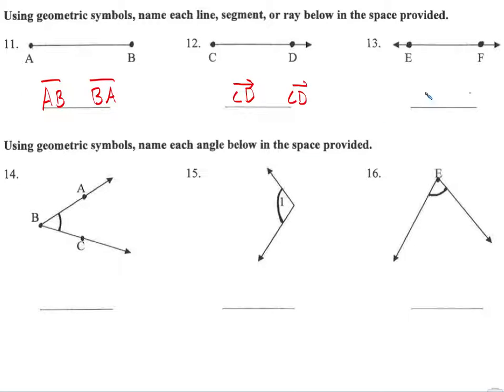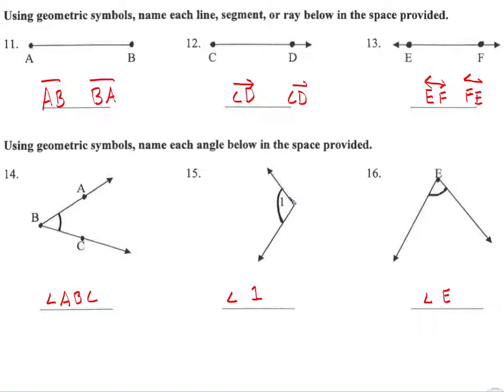All right, EF, this is pretty straightforward. It's a double-sided arrow, EF, or you could have put FE. Doesn't matter for the direction, and you could have just done an arrow like this too, going each way, FE or EF. All right, I'm going to go through 14 through 16 really quick. So these were angle ABC, or you could have done angle BCA. This is angle number 1, and this is angle E.